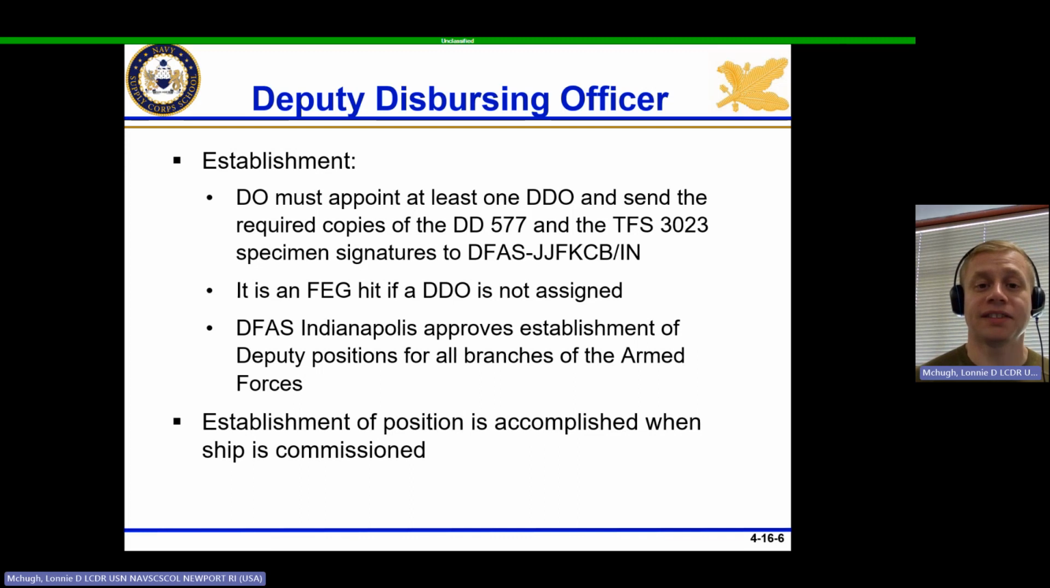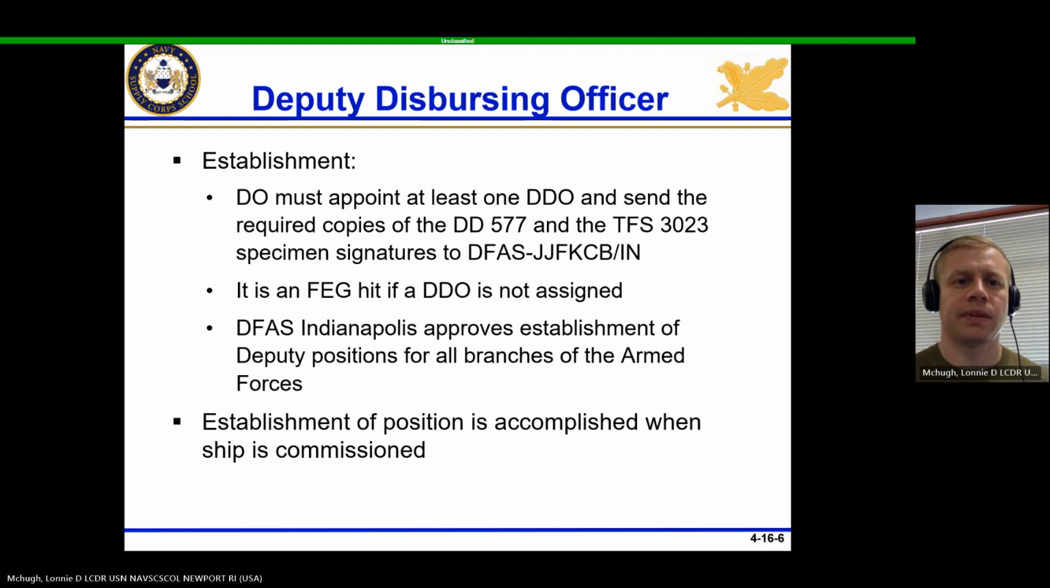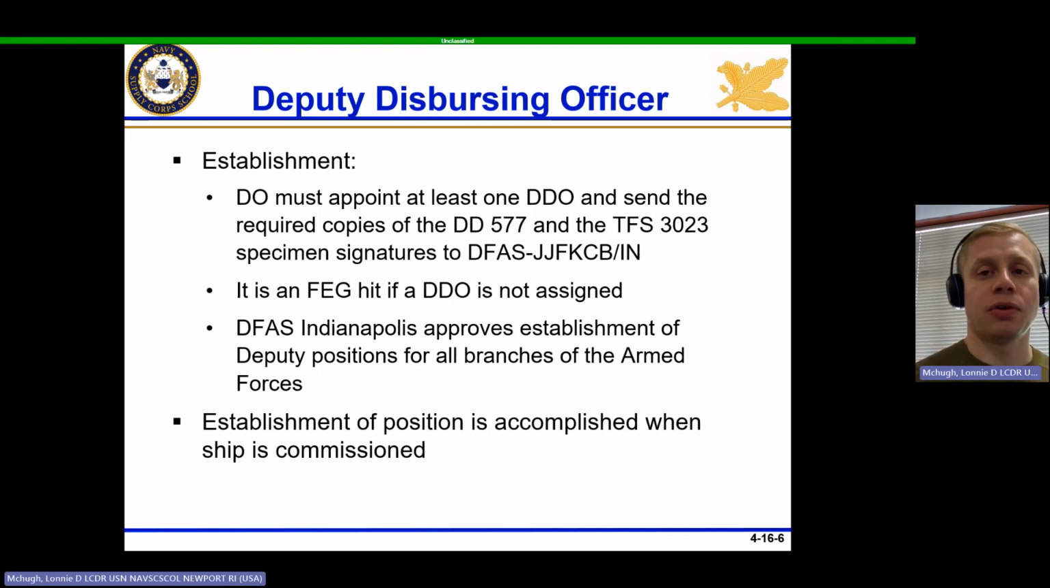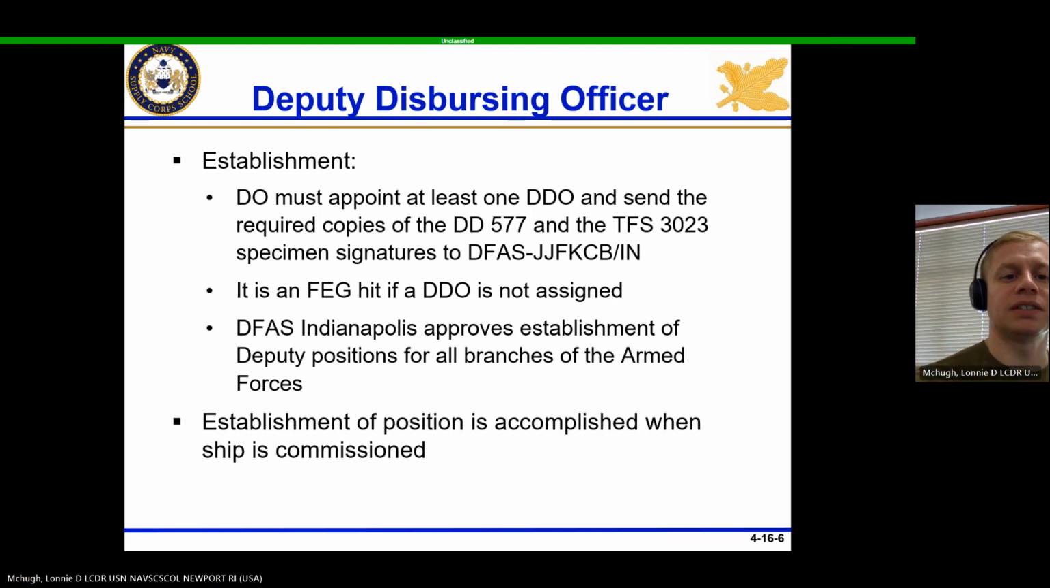All right. And so I said I had a deputy, and that's mainly because it's a requirement to have one. So you, as a disbursing officer, must appoint a deputy using the 577, and then you report that to DFAS. DFAS will then approve establishment of a deputy. And I haven't heard of any reason why they wouldn't, but I'm assuming if there were a history of financial issues, that they might disapprove that appointment.